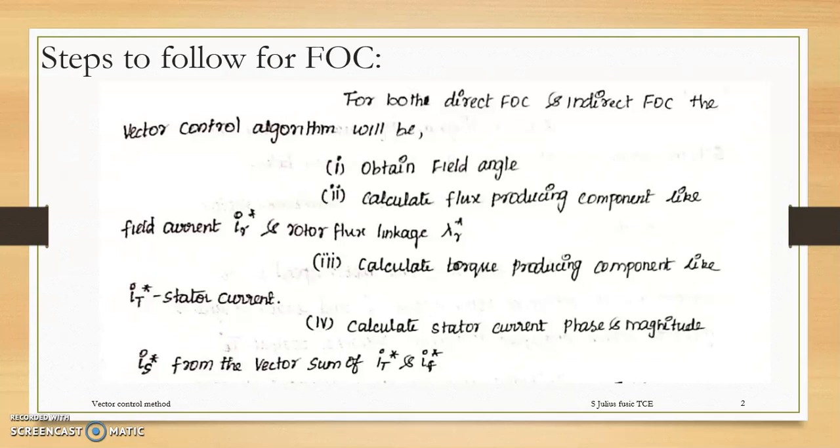The third step is to calculate the torque producing component, which is the stator current IT star. The fourth one is the calculation of the stator current phase and magnitude, which is denoted as IS star, from the vector sum of IT star and IF star. That is, the torque and field current components give the stator current phase and magnitude.